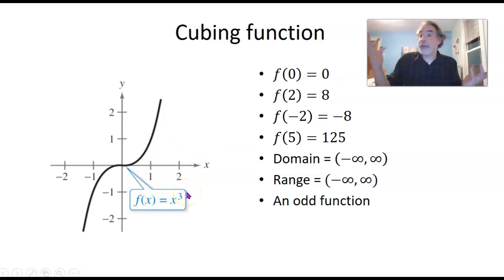And you can put in any number you want. The domain is all real numbers. And you can get out any number you want. The range is all real numbers. So x cubed could turn out to have any real value. And this is an odd function. Notice how f of negative 2 is the negative or the opposite of what f of positive 2 is. And the graph is symmetric with respect to the origin.